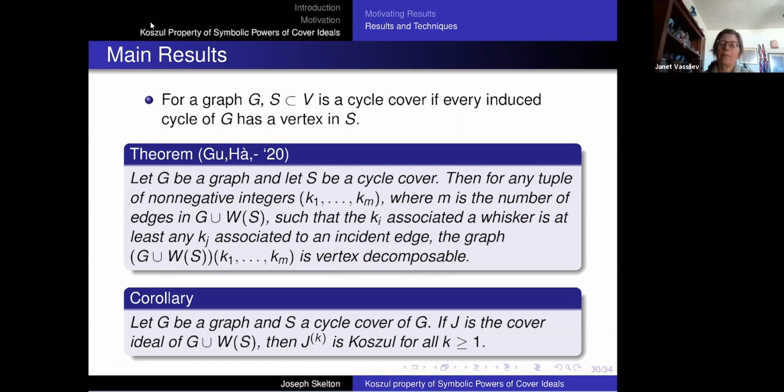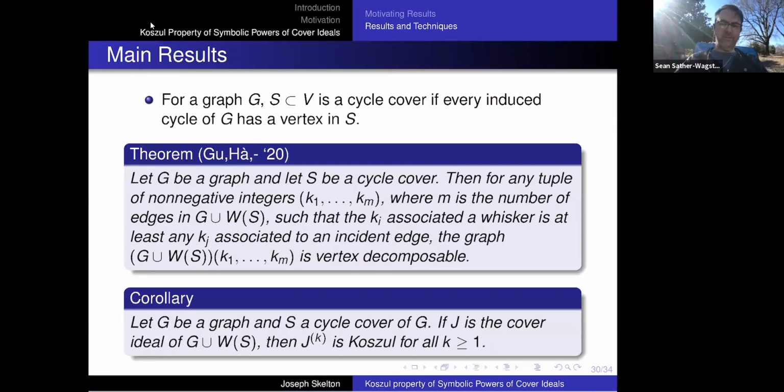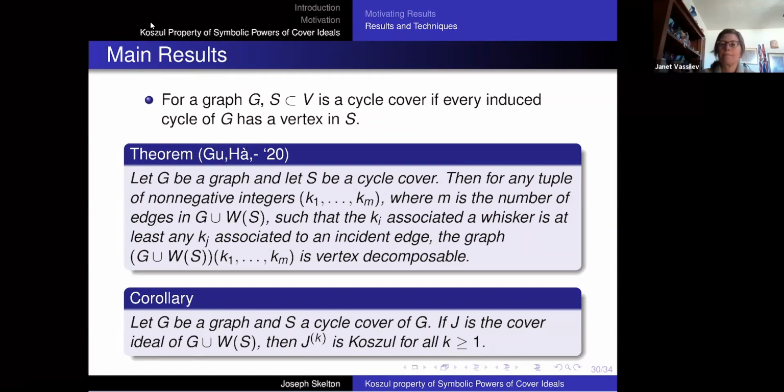Also earlier, you had a comment or definition about the symbolic power of monomial ideals. And I felt like it should have been square-free monomial ideals. That's correct, you're right, it's supposed to be square-free. Thank you.